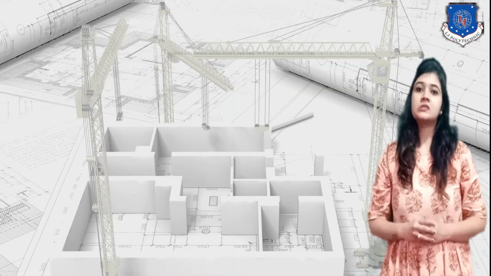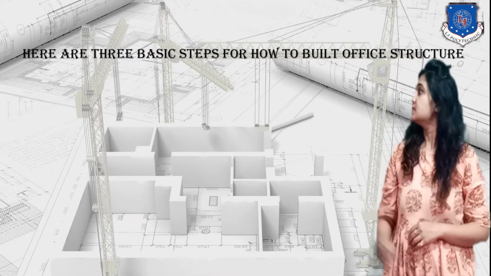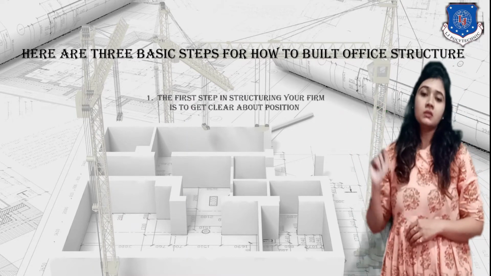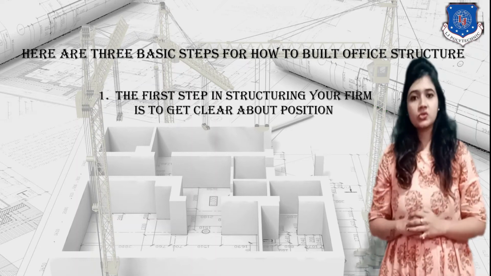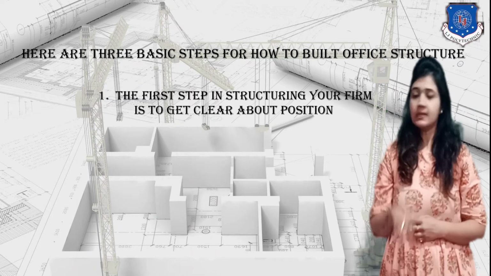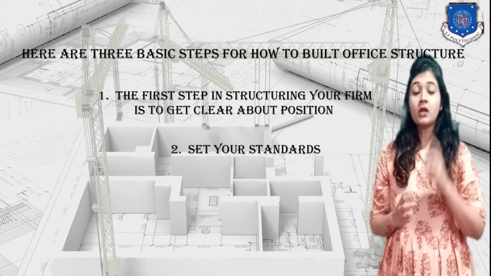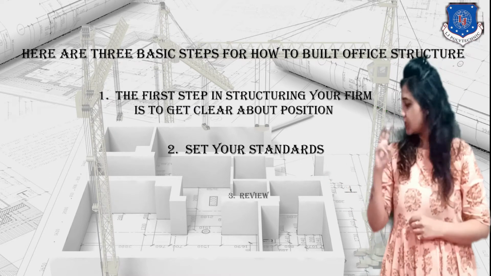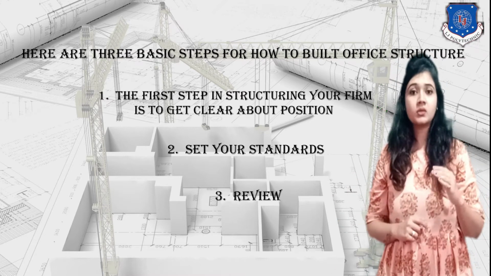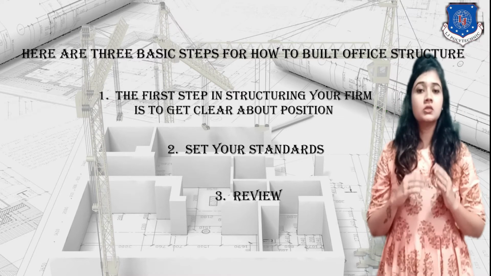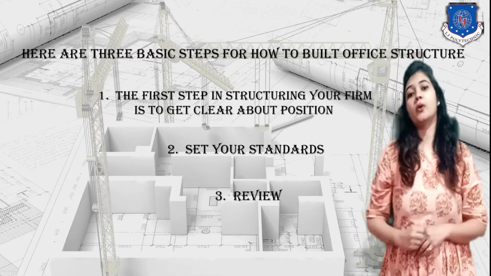In an architect office, there are three basic steps for office structure. First is structure your firm. In this, you have to plan your structure. You have to be clear about your positions and your employees. Second is set your standard. So, you plan your standard and also have to maintain it. Third is review. Your office review plays the main and important role in structuring your office. So mainly these three steps are very important to structure your firm.